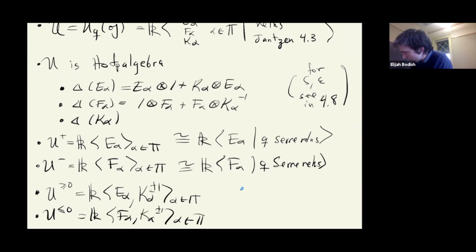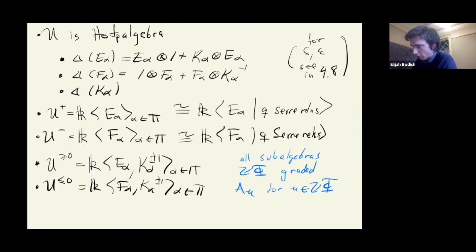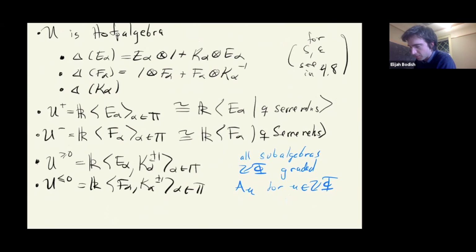So the main thing also is that all of these subalgebras, as well as the algebra itself, are graded by the root lattice. And we'll write, if A is one of my algebras or subalgebras, A sub mu for mu in Z phi to denote the vectors which transform by weight mu, or the mu graded space, weight space.